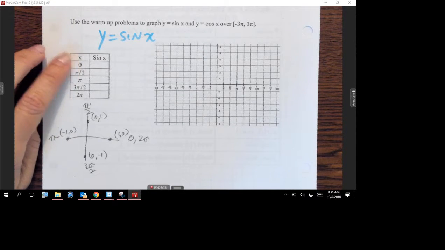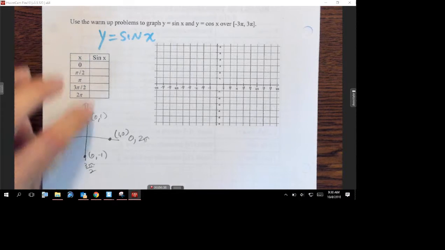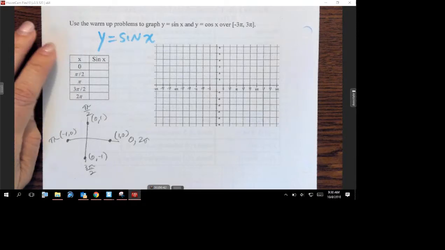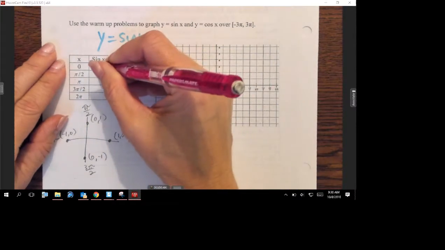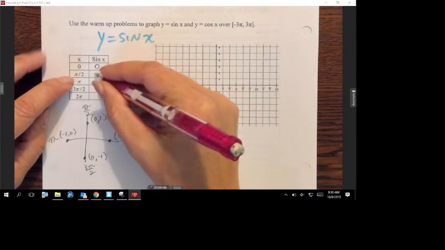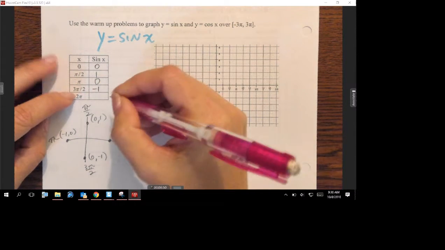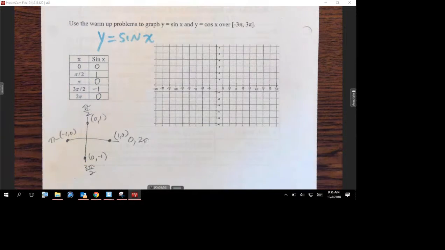So now what we need to know is sine is y. So on this graph down here, what is the value of y at 0 degrees, or at 0 radians? 0. At pi over 2, 1. At pi, 0. 3 pi over 2, negative 1. 2 pi, 0. And then it's going to continue to repeat over and over again.